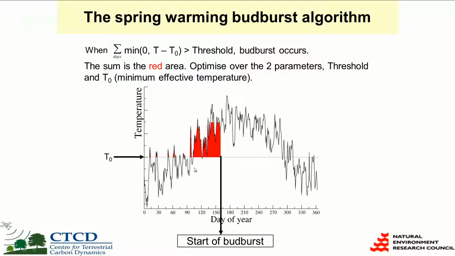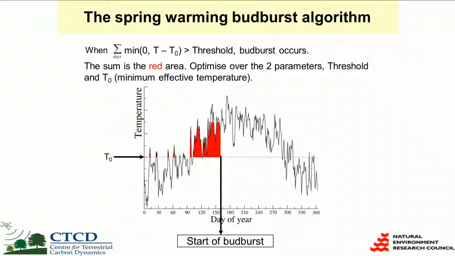I don't know why it went wrong, it didn't fill this graph. But basically it's that area. When that area reaches a threshold, buds come out. And then the tree gets on with it. It's the start of bud burst. And you see it's actually quite late in spring for the boreal zone.